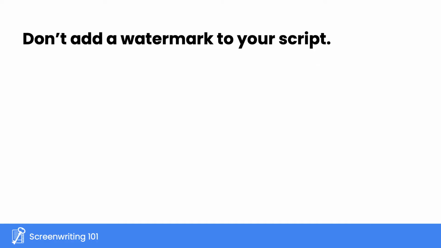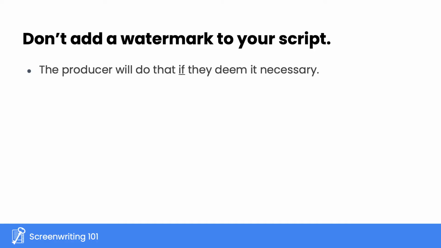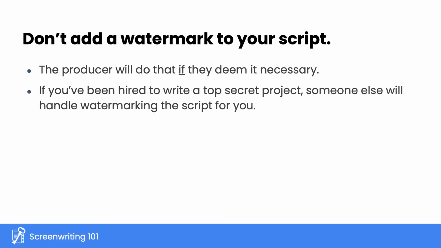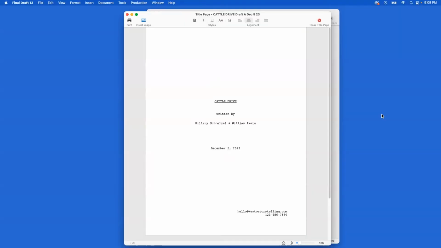Having this information might make you look paranoid, and no one wants to work with a paranoid writer. Similarly, don't include a watermark on your script. That's something the producer will do if they deem it necessary. When you're being paid a fortune to write a top-secret Marvel movie, someone will handle the watermarking for you. Otherwise, don't watermark your script. When you're all done, you can click the button on the top right that says Close Title Page. All of the information will be saved automatically.